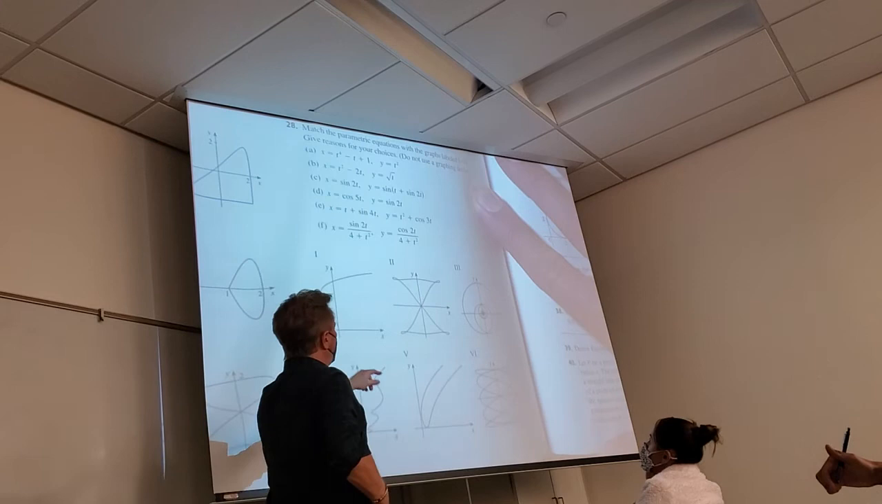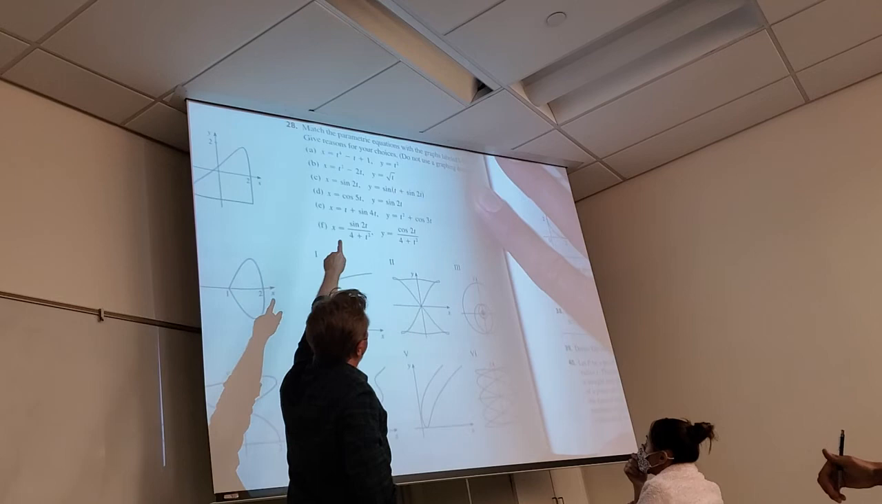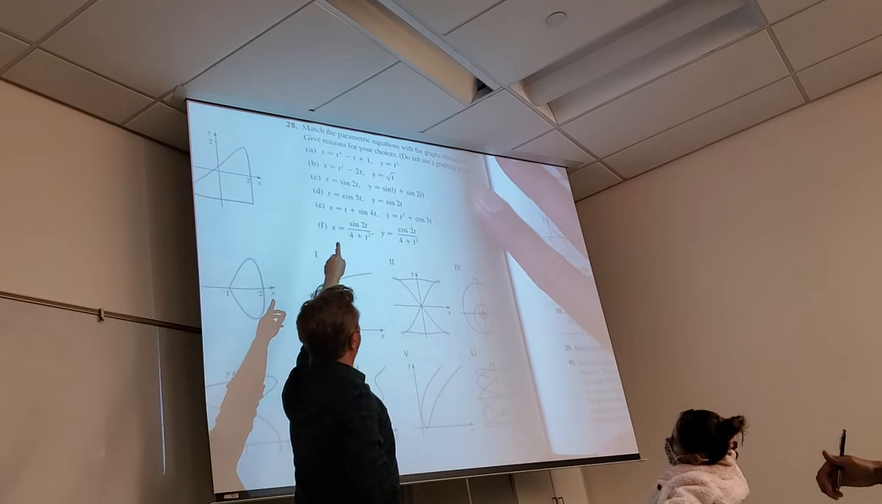Why does A have to be 5? Because X is always positive. Both are only positive. T to the 4 is always positive. They can only ever be positive. If you use a fraction, when T is 0, you get 1. When T is negative 1, you get 1. Positive.